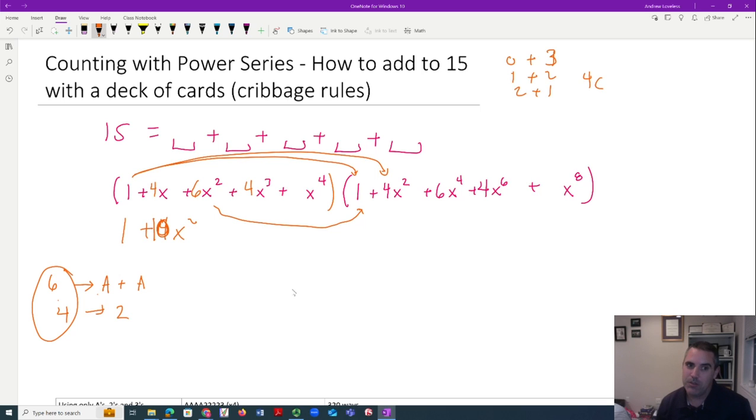Now, we don't care about 2, we care about 15. So I need to expand this and get to x to the 15th and see what number is in front of there. Okay? So let's do it. In this case, I'm not taking a derivative. If I take derivatives, it's a little different story. So I just need to know the number in front.